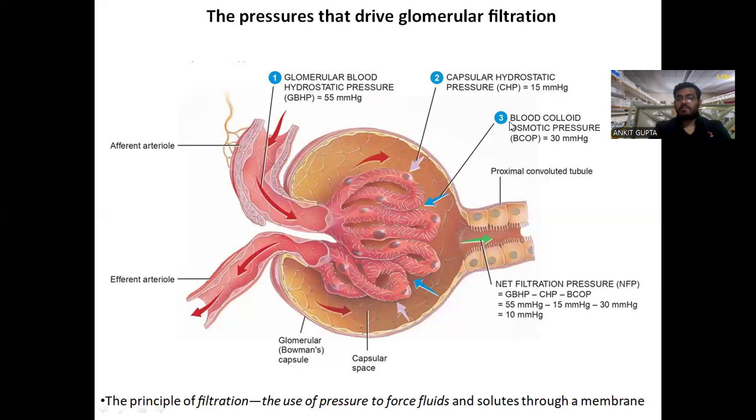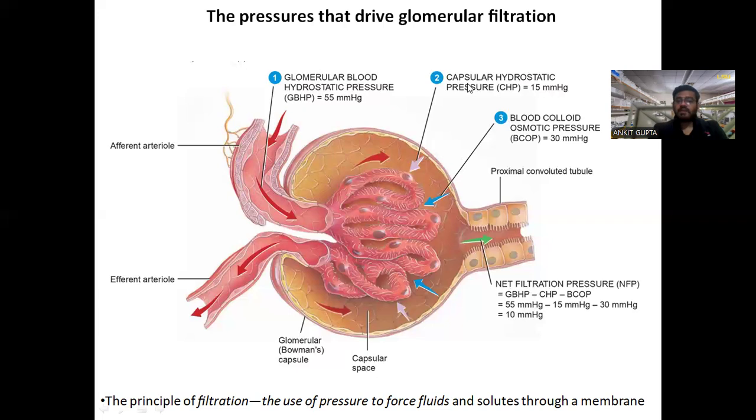The next type of pressure is blood colloidal osmotic pressure. This pressure is exerted by the proteins present in the blood, for example, fibrinogen, globulin, albumin. These proteins exert an opposing pressure, opposite to the glomerular blood hydrostatic pressure. So this prevents the filtration process. So this is an opposing pressure, so it is taken as negative over here.